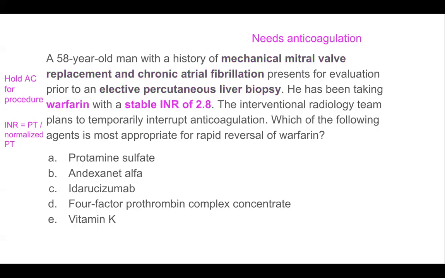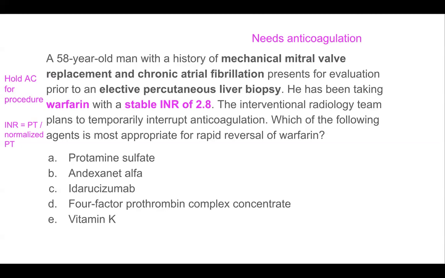Okay, so now we know he's on warfarin, and he has a stable INR of 2.8. So just to first talk about INR, what is INR? Basically, it's PT over a normalized PT. PT being the component that measures the extrinsic part of the clotting cascade, which we'll talk about. And the reason it's normalized is because different labs have different ranges of values. So this allows INR to be on a scale that can be compared across hospitals.